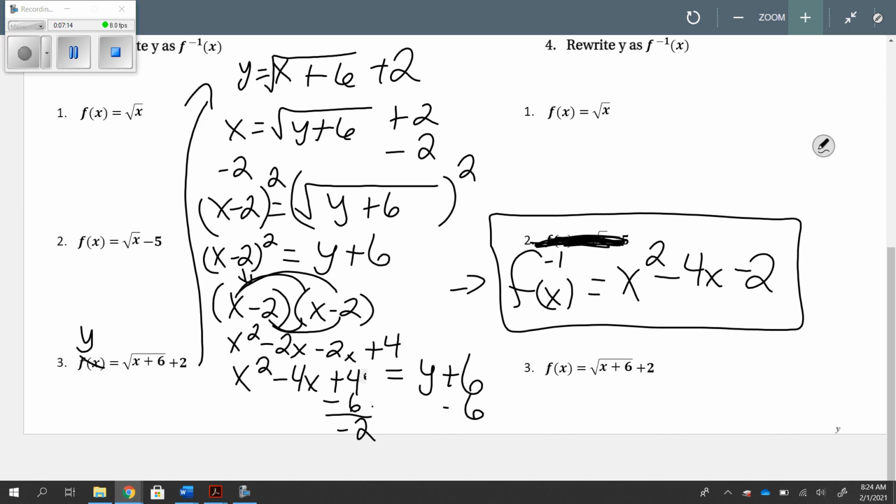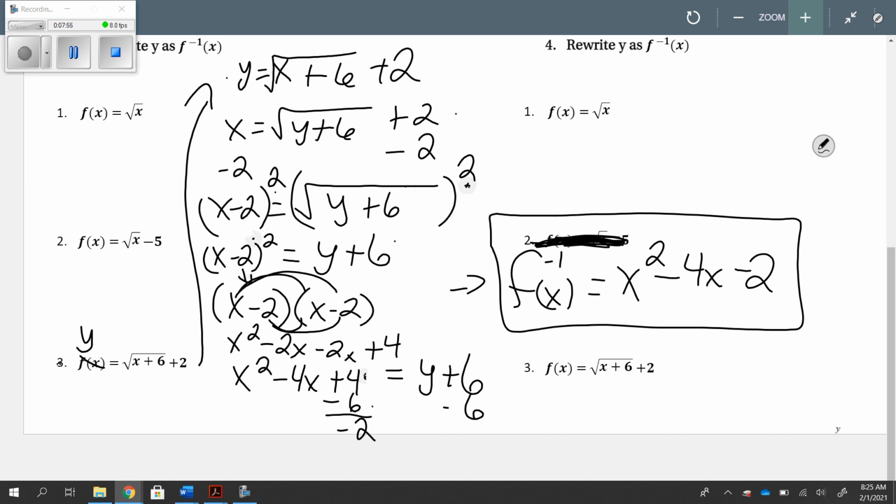But again, starting with number 3, I made f of x, y, then starting up here, y equals square root of x plus 6, and then on the outside plus 2. I know immediately I need to move the 2 over, so it should be x minus 2 equals the square root of y plus 6. Then I know to get rid of the square root, I need to square it, because the square of the square root, they cancel out. But what I do to one side, I have to do to the other. So we have x minus 2 squared equals y plus 6.